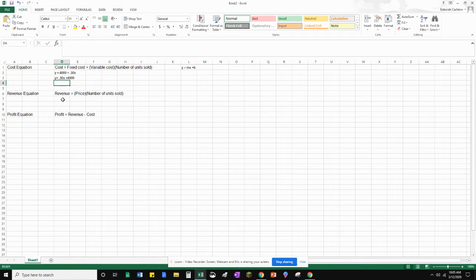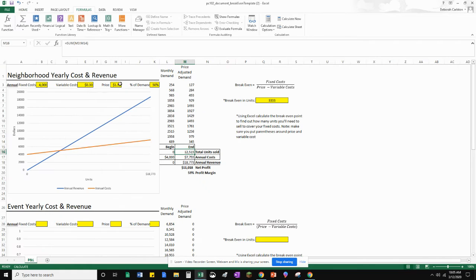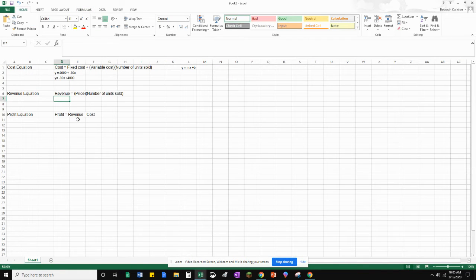And so now the revenue equation is price times number of units sold. So I go back here and I decided on 1.50 a cup for my price. And again, the number of units sold, I know it, but we're using X because we're creating equations here. So Y equals my price 1.50 times the number of units sold, or Y equals 1.50X.